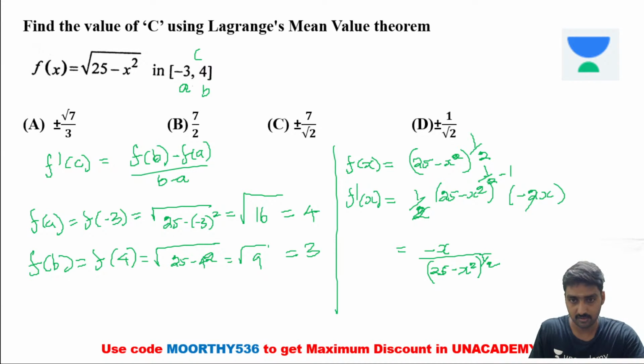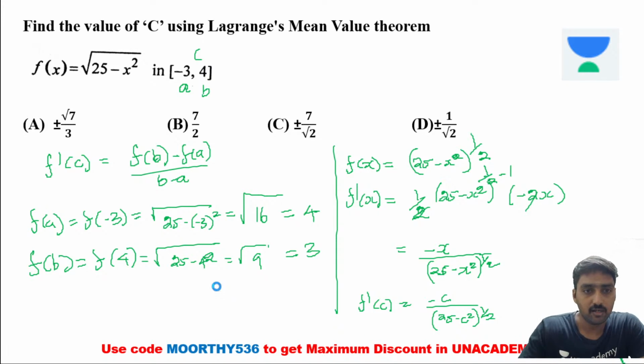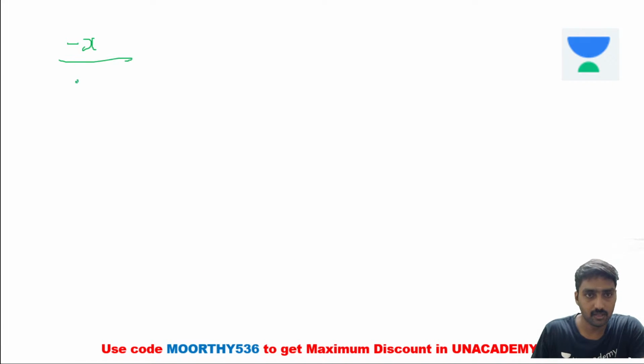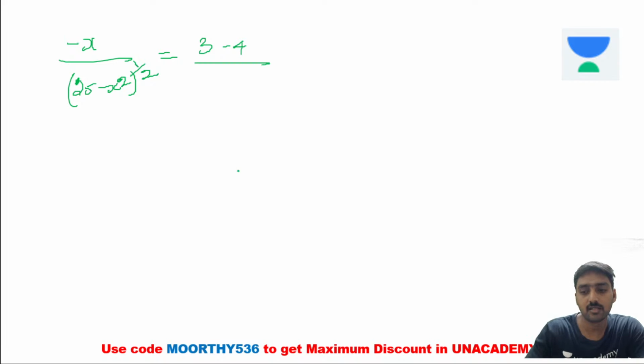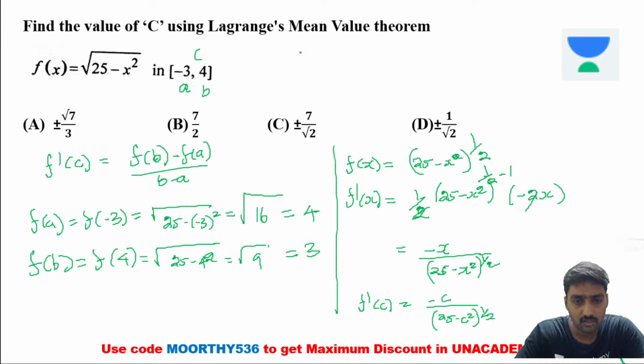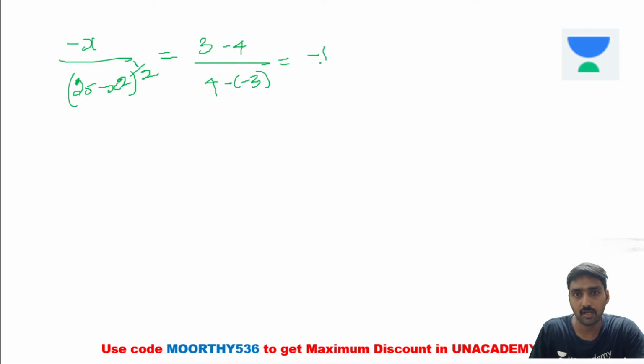Now substitute the value of C here. Listen, f dash of C is equal to minus C divided by 25 minus C square, the whole power 1 divided by 2, as per the formula. And f of B is 3 minus f of A is 4, divided by B minus A, which is 4 minus 3. What will be the value? It's minus 1 divided by 7. So this is the value.